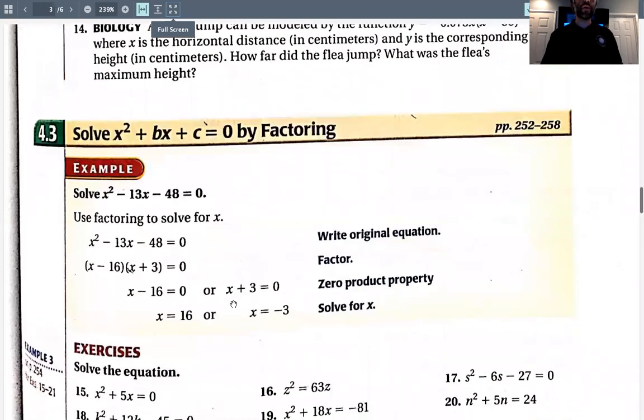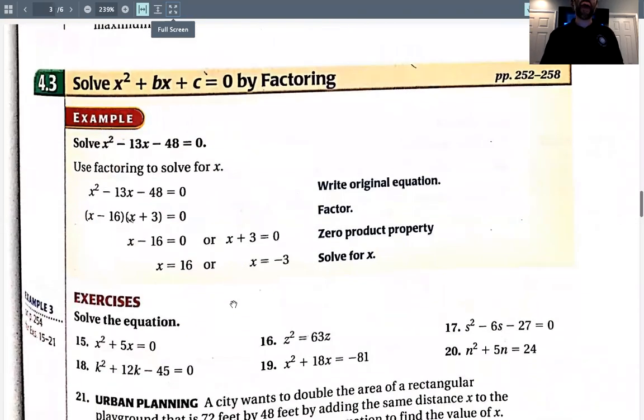Okay, now we're moving from graphing to factoring and solving. Finally, nothing to talk about graphing. This is no different than what you did in algebra.